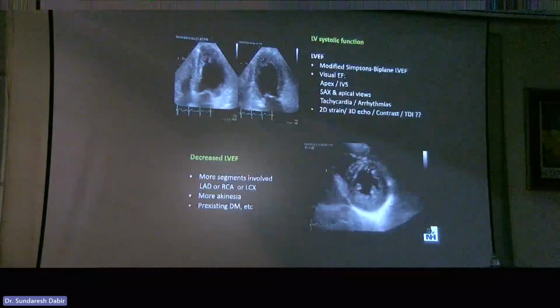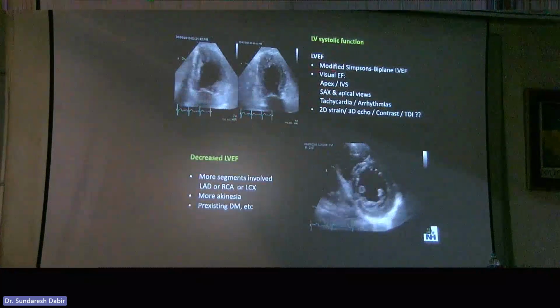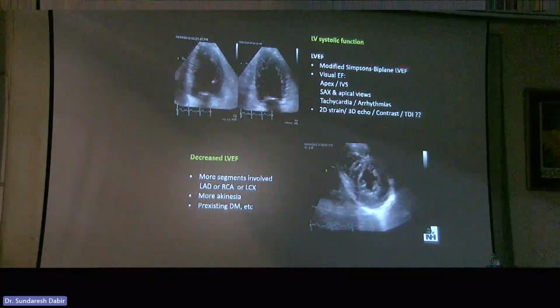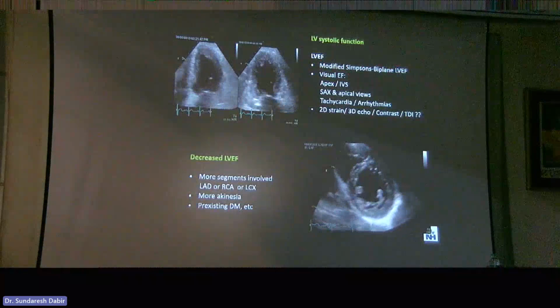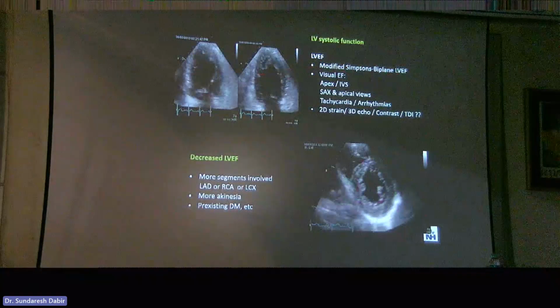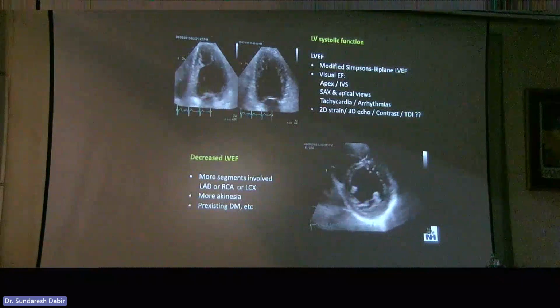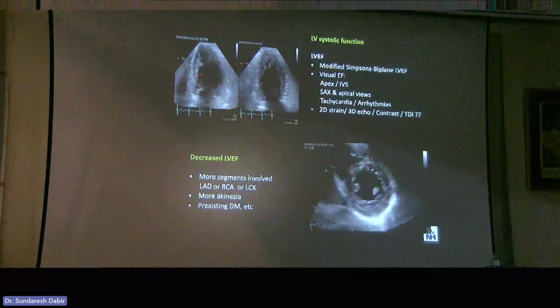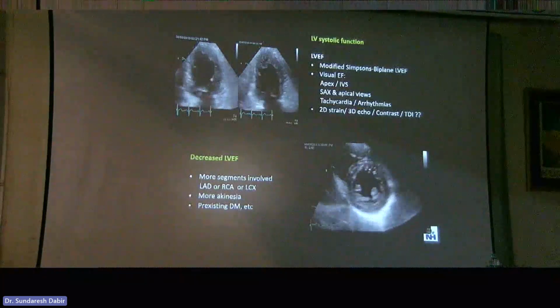Now, a brief look at LV function. LV function plays a key role as far as coronary disease is concerned. Always it is good to have the modified Simpson's method, and especially the four-chamber, two-chamber. So this is the recommended. Anytime there's wall motion abnormality, never do a single plane four-chamber view. Always go for a four-chamber and two-chamber. This is called the biplane, and this is how it should be.